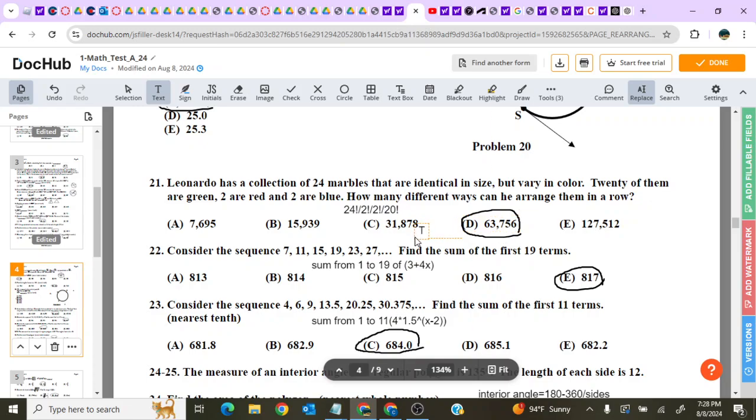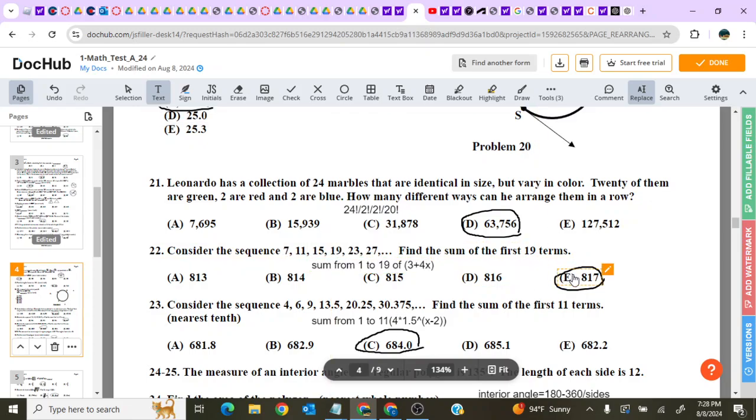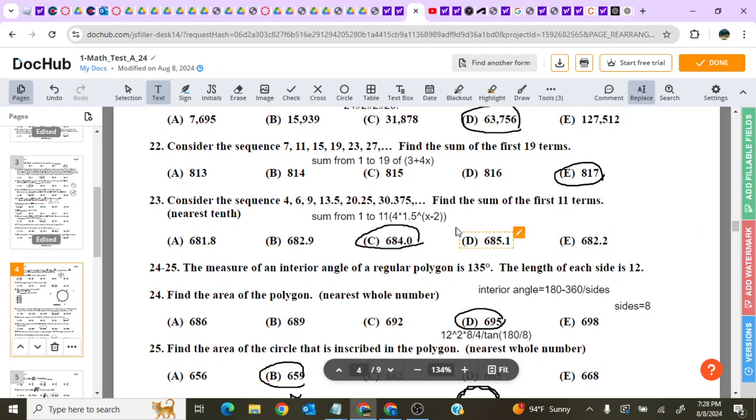Consider the sequence. Find the sum of the first 19 terms. Well, what this series is doing is adding 4 to the previous number. That's the equivalent of the sum from 1 to 19 of 3 plus 4x, and you'll get a value of 817.